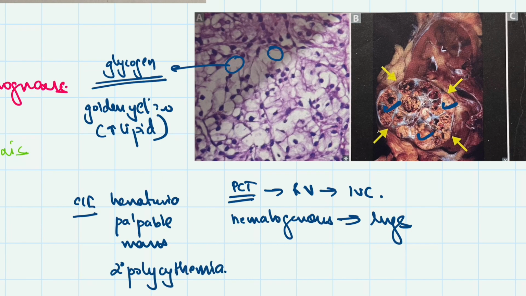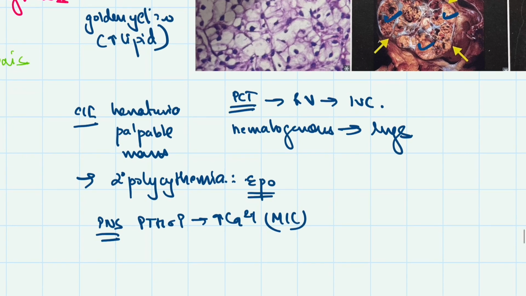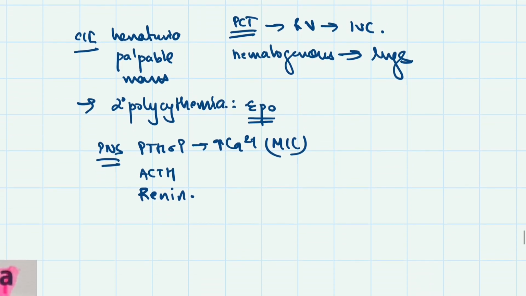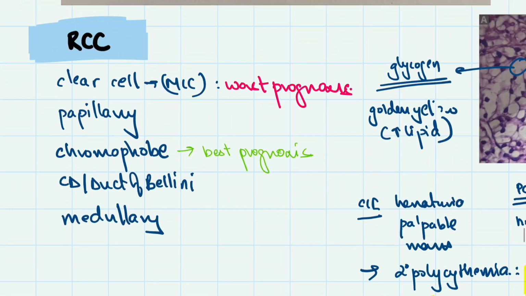So secondary polycythemia occurs due to increase in ectopic erythropoietin secretion, which is a paraneoplastic condition, and the other paraneoplastic syndromes associated with it are hypercalcemia due to PTHrP, parathyroid hormone related peptide. This is the most common paraneoplastic syndrome. Then increase in ACTH as well as increase in renin, right? These are remembered by the mnemonic PEAR, that is elevation of PTHrP, erythropoietin, ACTH, and renin. Clear cell is associated with VHL mutation, that is on chromosome 3.